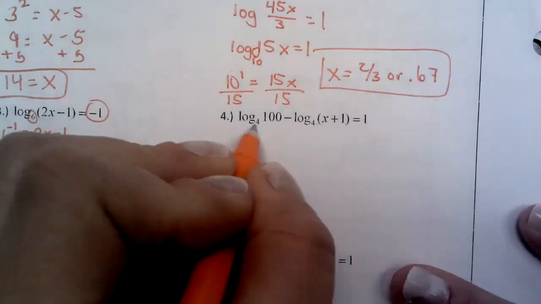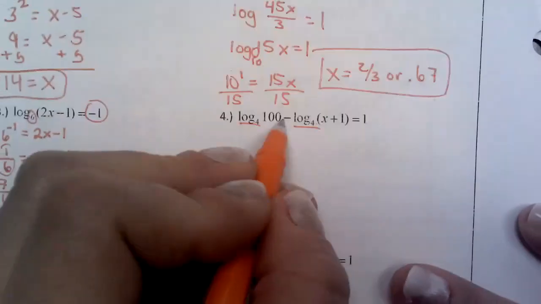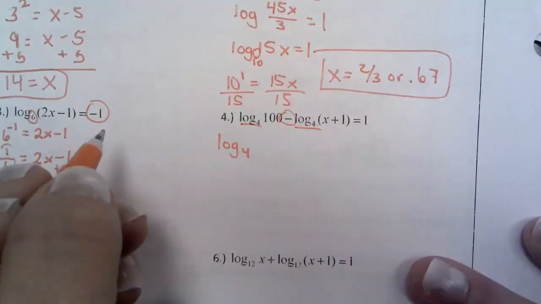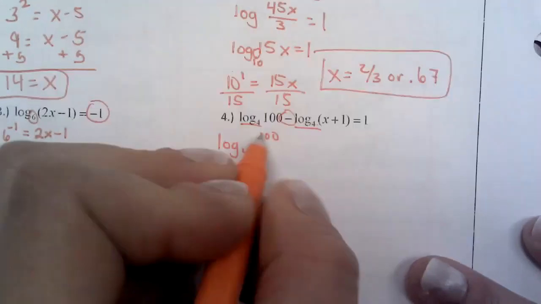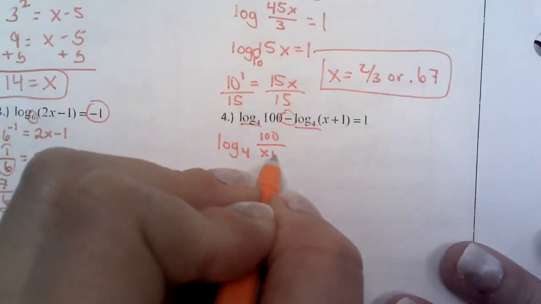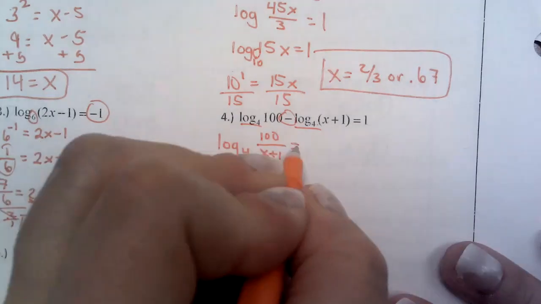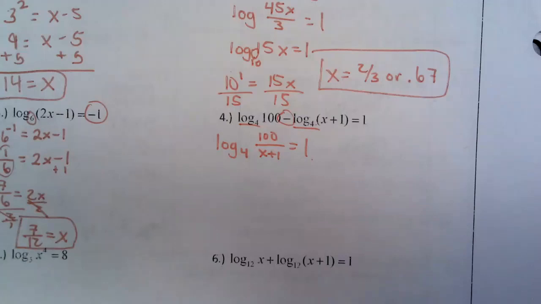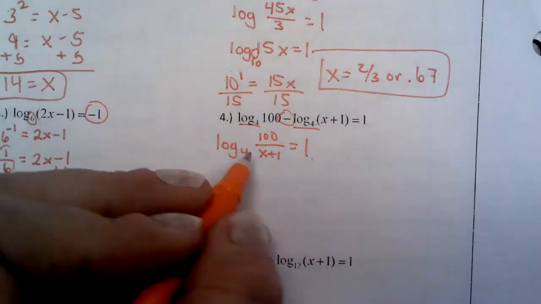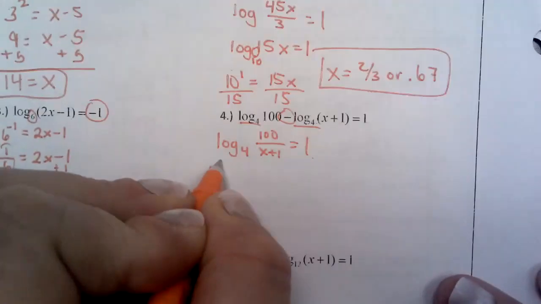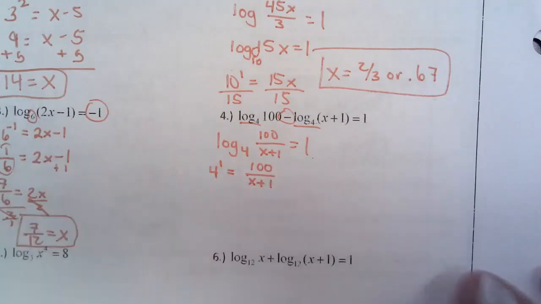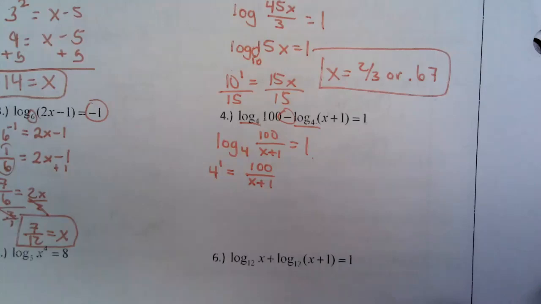Okay, so I notice that it's the same base and there's a subtraction sign. So then I know it's log base 4 of 100 divided by x plus 1 equals 1. Now I'm going to change it to exponential form. So 4 to the first power equals 100 over x plus 1. Now I can start solving this.